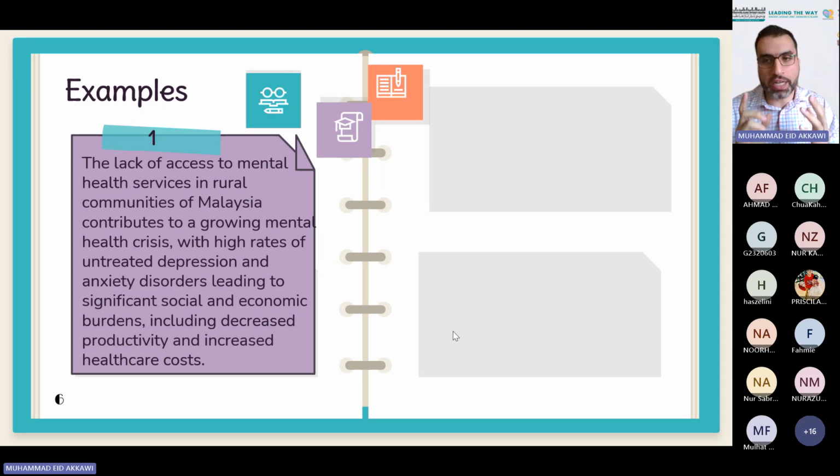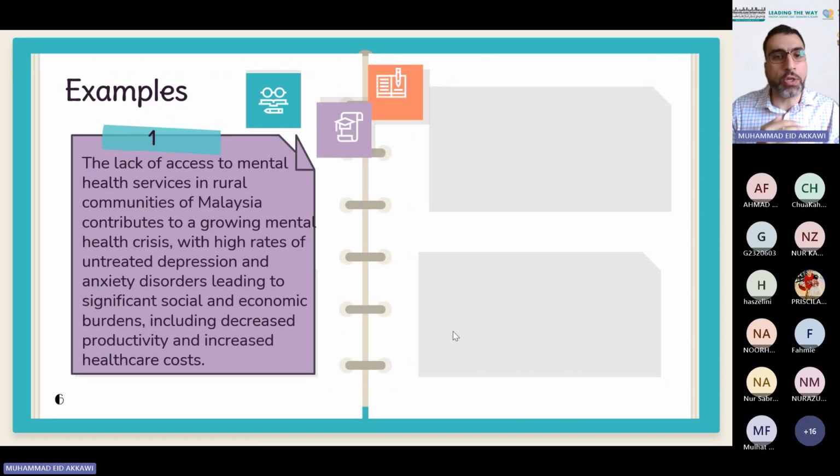So people who are living in this rural area who have a mental issue but don't have access to mental health care services will have less productivity, and this will also increase the cost. The cost later, of course, will be specified in the objectives, whether from the government's perspective or from the patient's perspective, increasing the cost, or it could be both. So this will be considered a well-crafted problem statement.